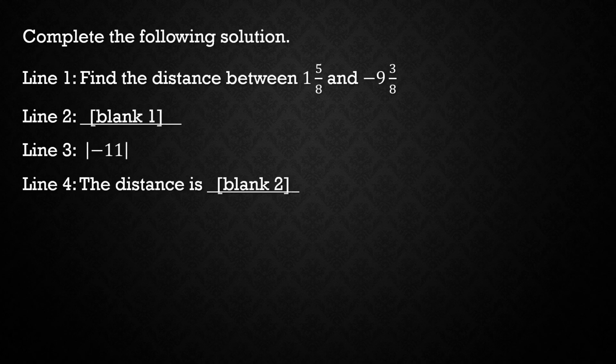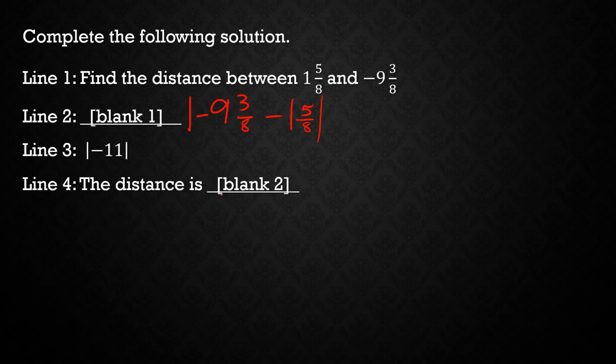Next one. Blank 1 here is asking us what is the distance between these 2 points. Remember, when you're finding the distance between 2 points, you're subtracting them. So I'm going to do negative 9 and 3 over 8 minus 1 and 5 over 8. This is my answer for blank 1. That's my distance problem.